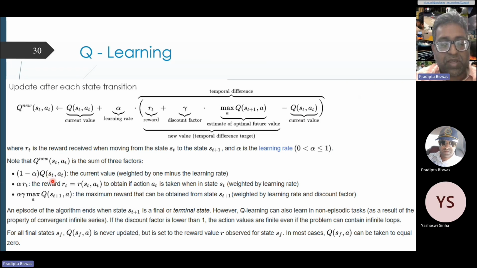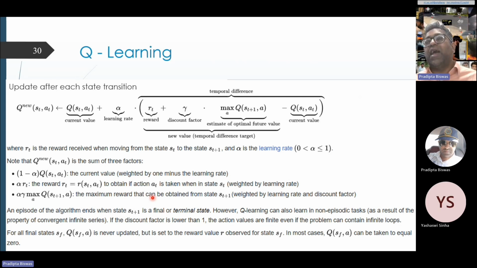For example, 1 minus alpha into Q(S,T) is the current value weighted by 1 minus the learning rate that I am taking forward to the next state. And alpha times T is the reward, again multiplied by the learning rate, and alpha gamma max Q(S,T) is the maximum reward that I can get in the neighboring state. So I kind of poke the neighboring state and see which is giving me the maximum reward, and based on that I make a move.